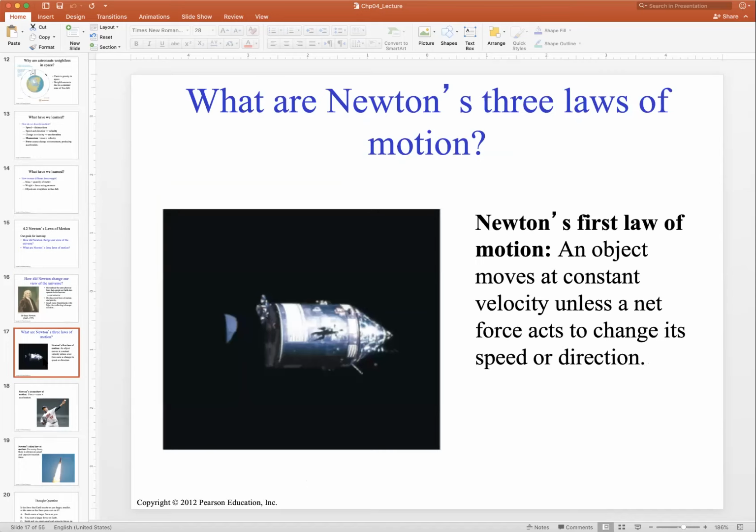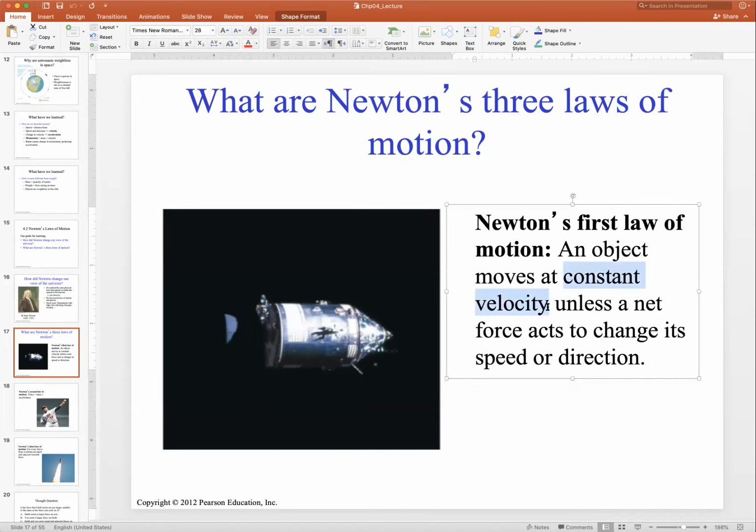So Newton's first law of motion is saying an object moves at constant velocity, and that constant velocity could be zero. Okay, it's constant, right? It could be 10 meters per second. It could be 100 meters per second. It could also be zero, which means the object is stationary. It's not moving. So an object moves at a constant velocity unless a net force acts to change its speed or direction.